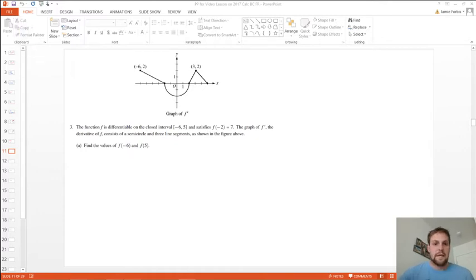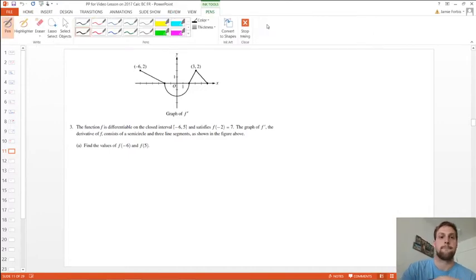let's read it. It says we got a graph right here. It's the graph of f prime. The function f is differentiable on the closed interval -6 to 5 and satisfies the fact that f of -2 equals 7. And the graph of f prime, the derivative of f, consists of a semicircle and 3 line segments, as shown above. Cool. So if this is the graph of f prime, and we got the initial condition, I'm going to go ahead and write this above right here.